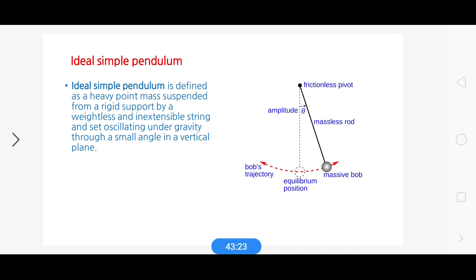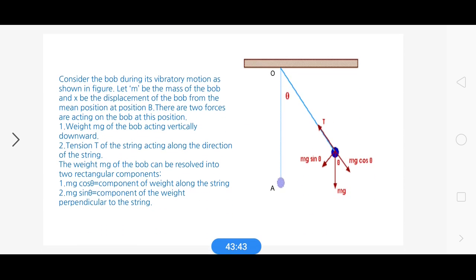Then the ideal simple pendulum is a heavy point mass suspended from a rigid support by means of a weightless and inextensible string and set to oscillate under gravity through a small angle in the vertical plane. So this is the ideal simple pendulum. And here we calculate the time period for the simple pendulum. For that I am considering the simple pendulum making oscillations in the vertical plane.